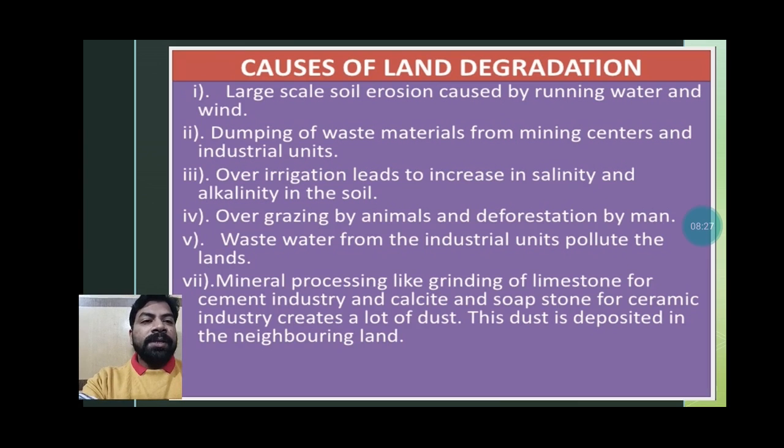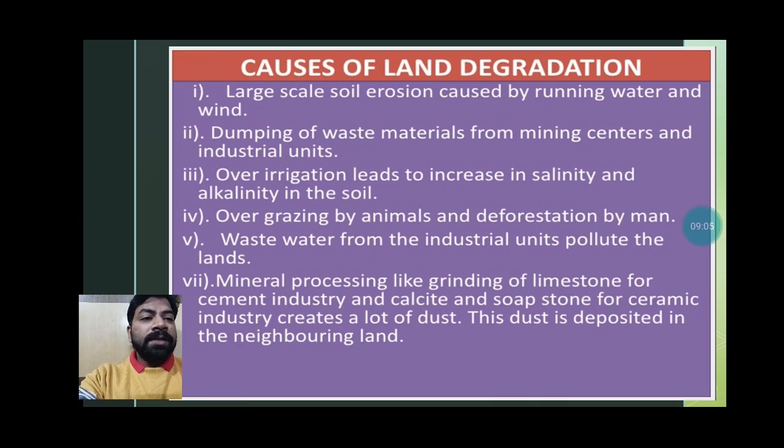Over irrigation leads to an increase in salinity and alkalinity in the soil. When we over irrigate the field, that increases the salinity and alkalinity in the soil. So this also leads to soil degradation or land degradation. Overgrazing by animals and deforestation is the other cause of land degradation. The pasture land which will be overgrazed by animals, or deforestation wherever it takes place, will be the reason behind the land degradation.